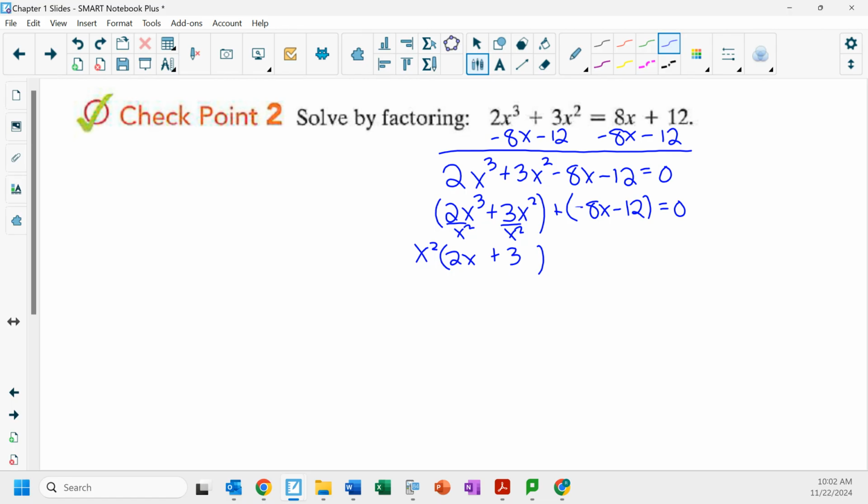All right, so I'm pulling out x squared. So I'll be dividing each of these by x squared. And that will give me 2x plus 3. As I look at my next 2 terms, what am I pulling out as a GCF? Negative 4. Make sure it's negative as well. And I'm dividing each of these by negative 4. And we would get positive 2x plus 3.